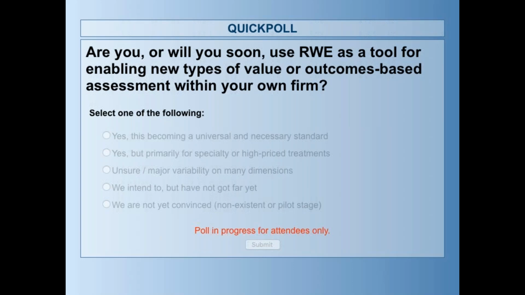So I'll hold that open another 3 seconds. Roughly half of you have voted. So 3, 2, 1. Let's get those votes in. Thank you very much. Okay, let's have a look at the results.